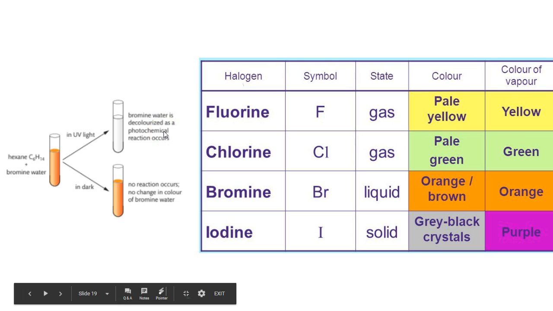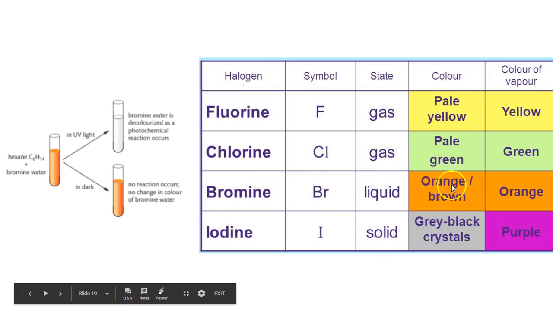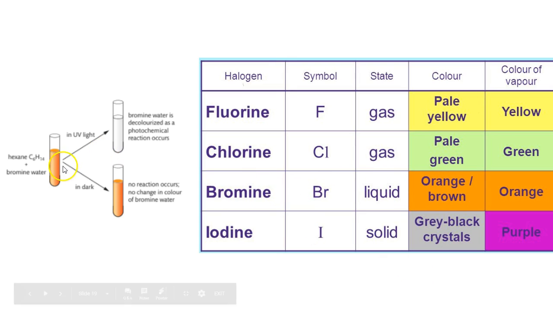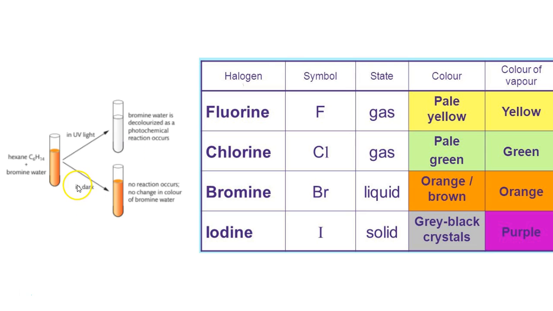One quick thing on colors that you need to know. You need to know the colors of the halogens, especially bromine. Bromine is orange and brown. We see from this picture here, if we have bromine in water and we shoot UV light at it, it becomes colorless as that reaction that we just went over occurs. In the dark, without the UV light, without the catalyst, we don't have any reaction that occurs.